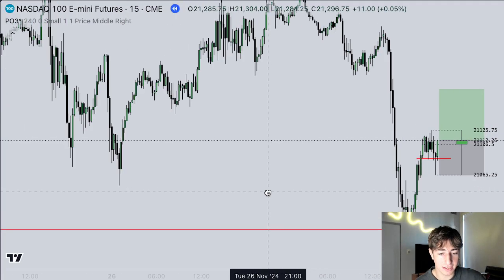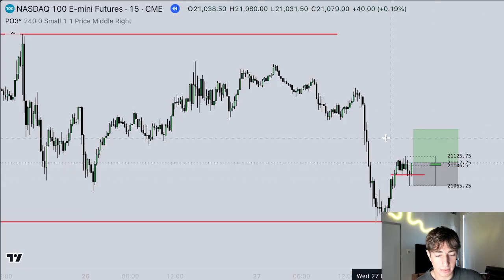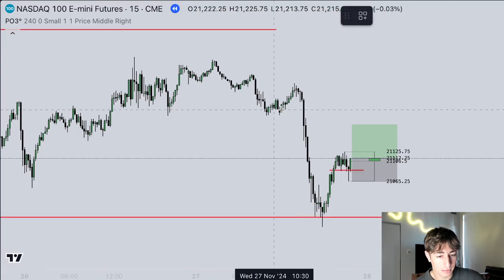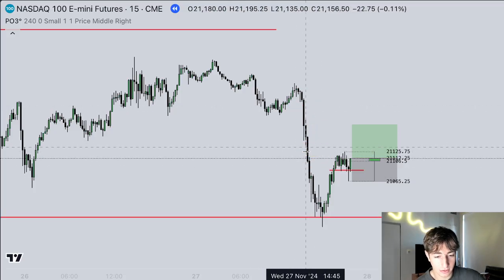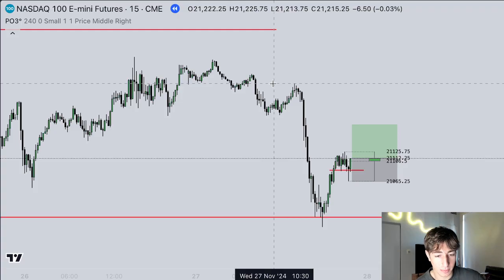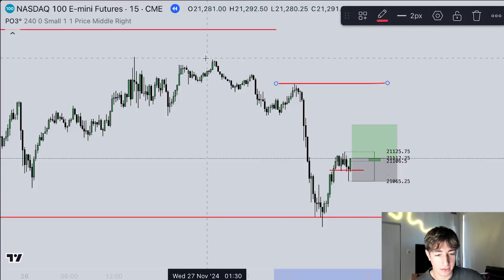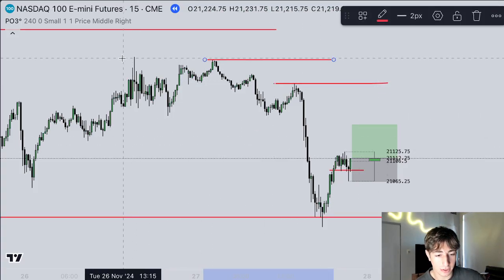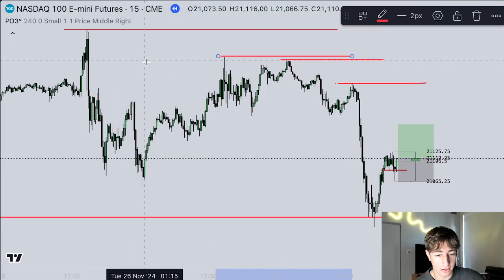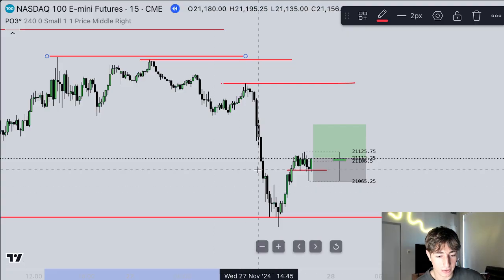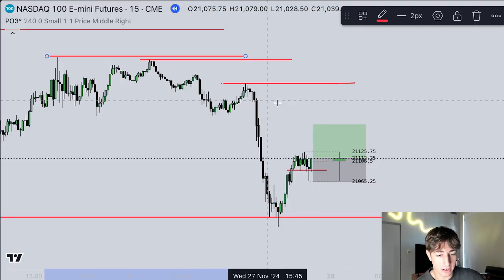Now, I tapped into internal. What's going to be my next target? Again, I do not care about these. I'm only going to care about my external highs because I just hit internal. Now I'm looking for external. And we have some relative equal highs over here. So those are going to be great targets. So I want to ride it all the way up to that.